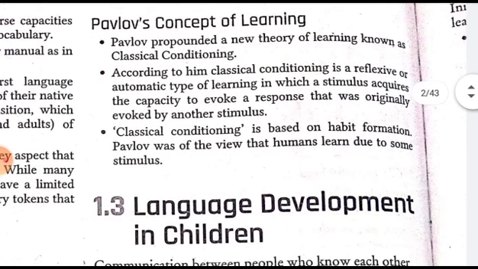Pavlov's concept of learning. Pavlov propounded a new theory of learning known as classical conditioning. According to him, classical conditioning is a reflexive or automatic type of learning in which a stimulus acquires the capacity to evoke a response that was originally evoked by another stimulus. Classical conditioning is based on habit formation. Pavlov was of the view that humans learn due to some stimulus.